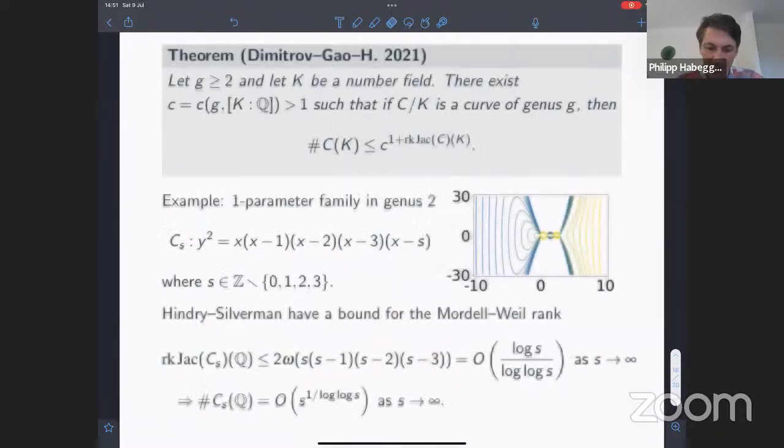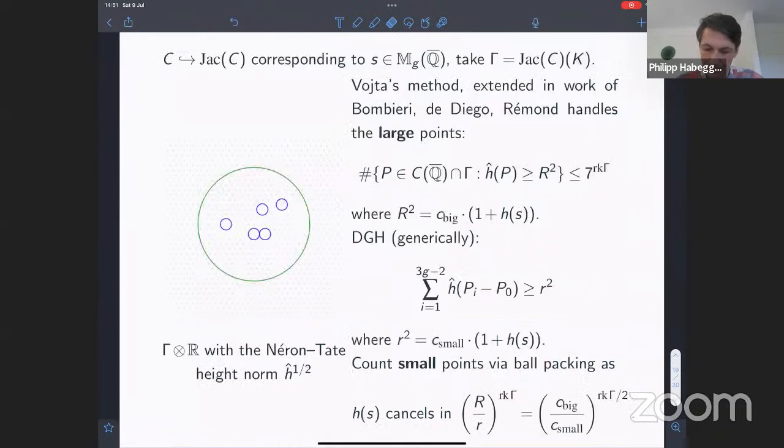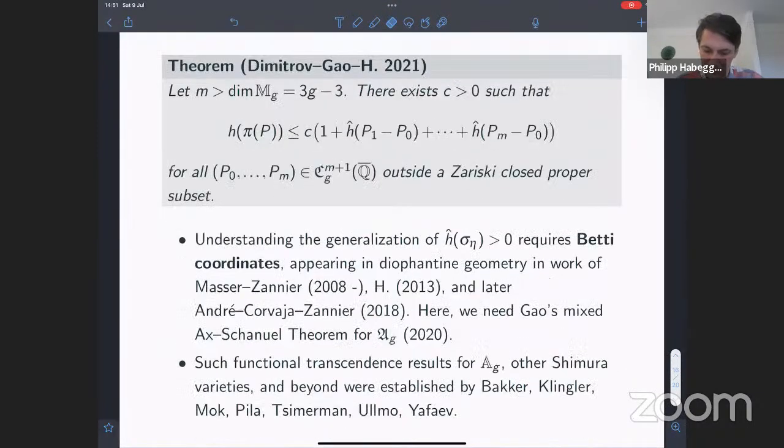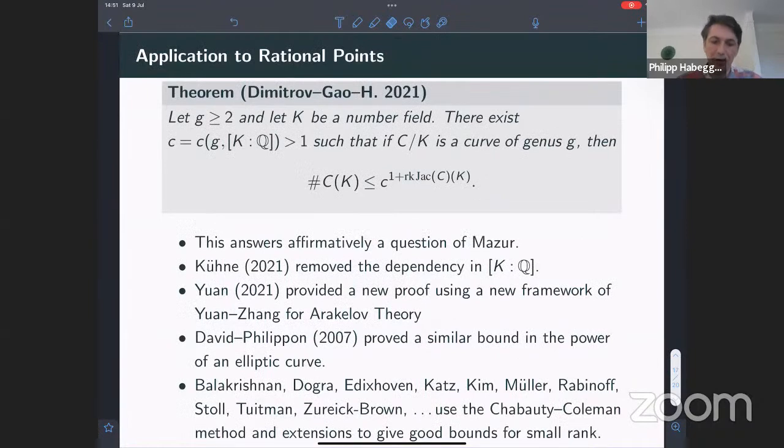Okay, let me move on. I'm going to the next one. There we go. So the motivation was to say something about rational points on curves. And so the application of the height inequality on the slide before to rational points on curves of genus at least 2 is the following.